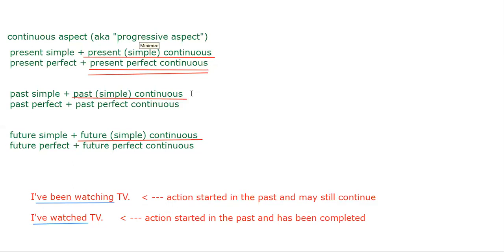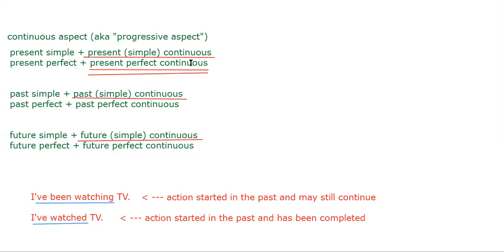Good. You essentially understand the difference between these two. So that's the difference. The present perfect continuous means that the action started in the past and may still continue. And the second one means the action started in the past and it's been completed.